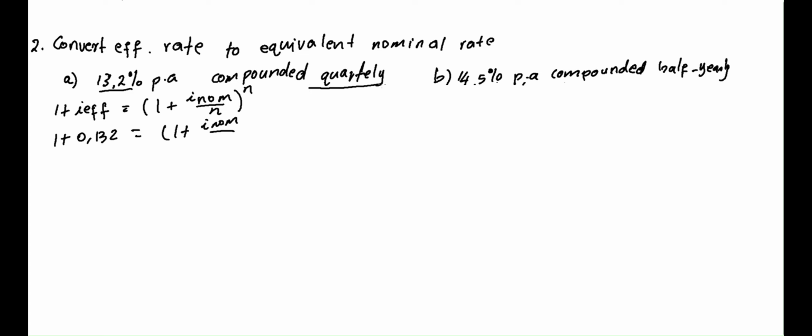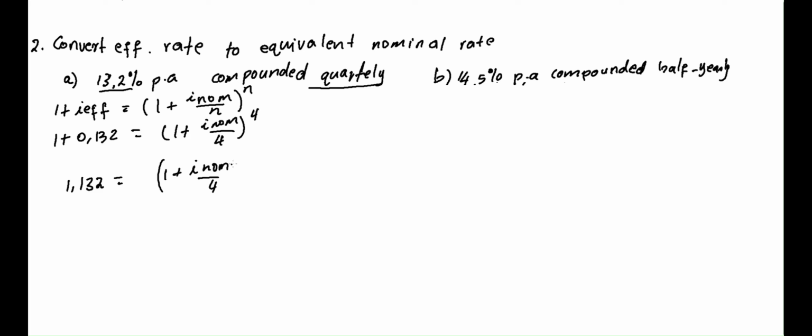It is quarterly. That means it is 4 years, right? And then we are going to have this. And then guys, the maths is going to start here. So we are simply going to add this. So it's simply going to be 1.132 is equals to 1 plus the nominal rate divided by 4.